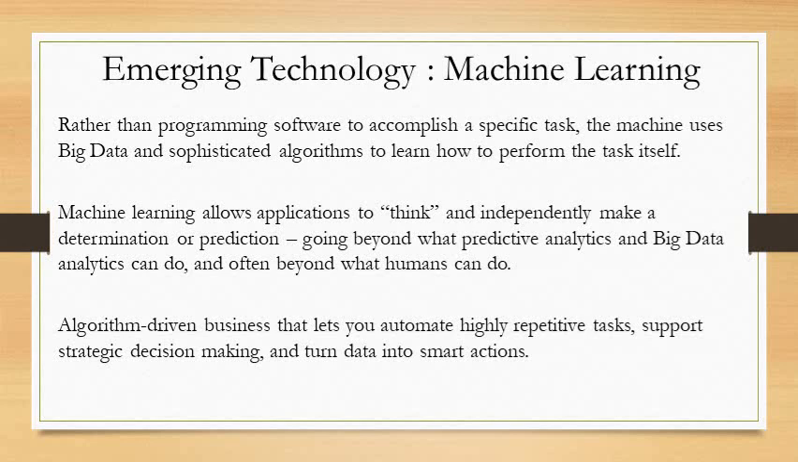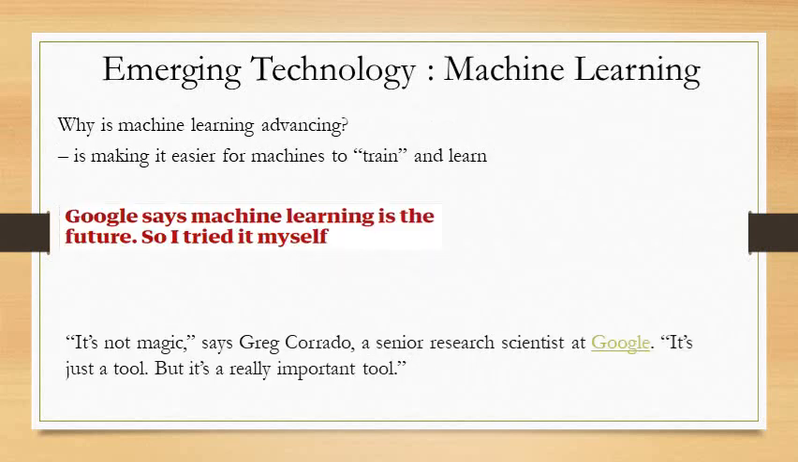Machine learning allows the application to think and independently make a determination or prediction, going beyond what predictive analytics and big data analytics can do, and often beyond what humans can do. It is an algorithm-driven business that lets you automate highly repetitive tasks, support strategic decision making, and turn data into smart actions.